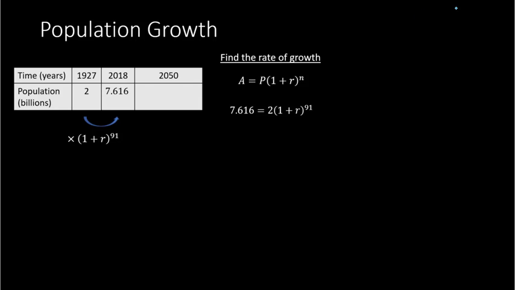So order of operations, we have parentheses, exponents, multiply, divide, add, subtract. Working in reverse, we would do the multiplication of the 2 first by dividing. So we divide both sides by 2. We have 3.808 on the left. So we have no addition, subtraction.